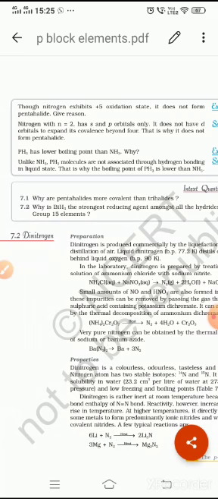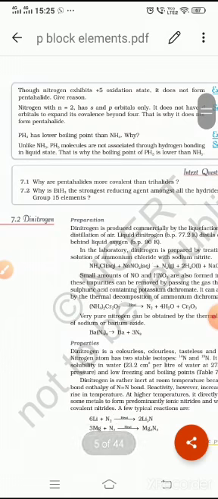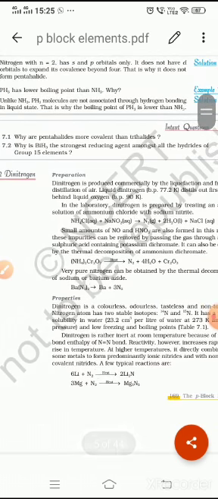PH3 has a lower boiling point because phosphine does not form any hydrogen bonding, while ammonia does, which increases the boiling point. And this is an exception, as ammonia should have a lower boiling point, but it has a higher one because of hydrogen bonding. Now coming to the next compound of nitrogen, dinitrogen.